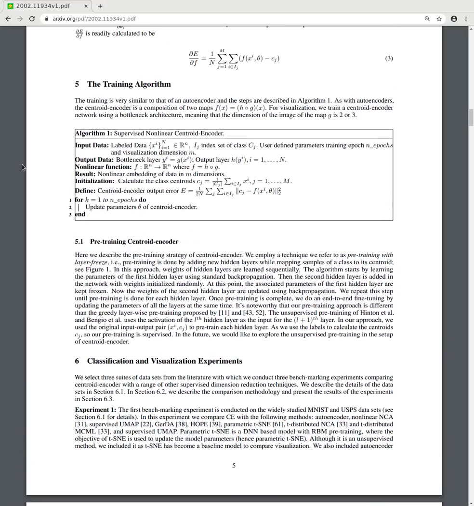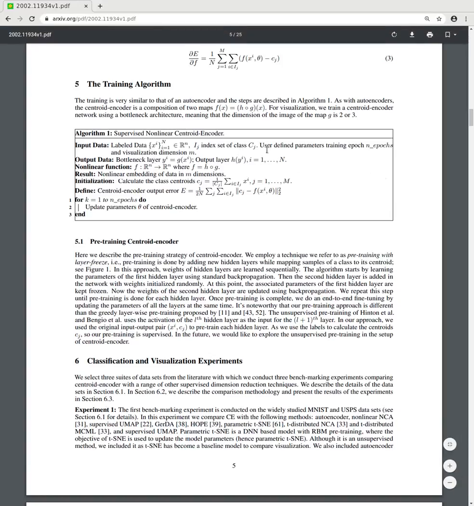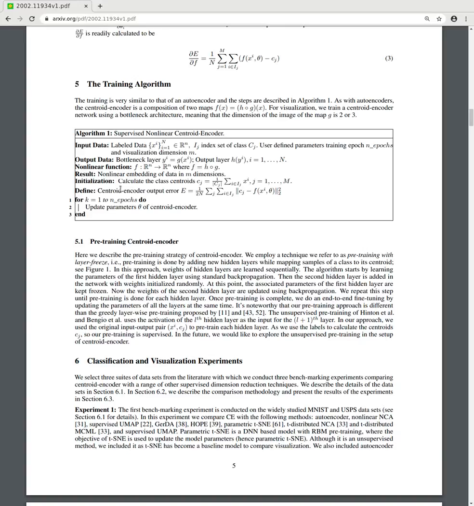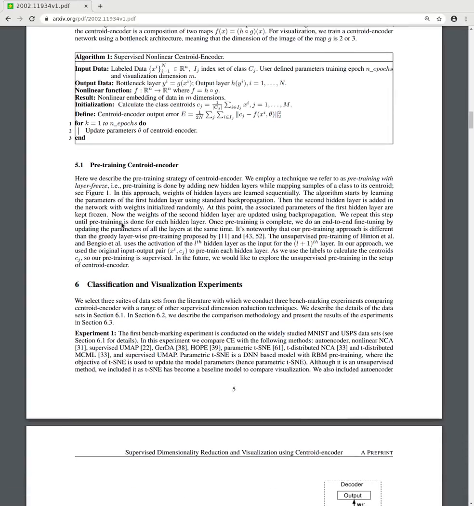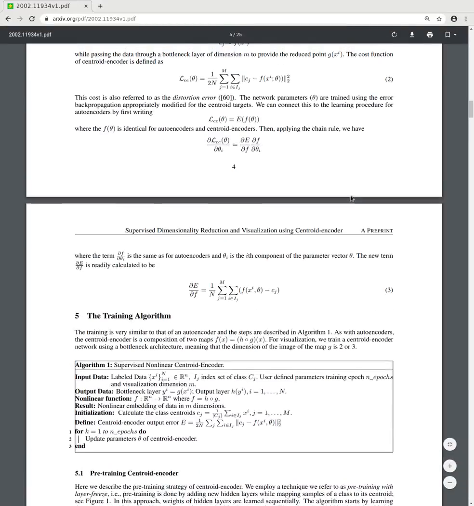Okay, algorithm. Input data is labeled data, index of class, output data, bottleneck layer, output layer. So the nonlinear function is a nesting of functions h and g. Result, nonlinear embedding of data in m dimensions. Initialization. Calculate the class centroids. Define centroid-based encoder output error. And for k from 1 to the number of epochs, update the parameters theta of the Centroid-encoder. Well, it didn't say much.